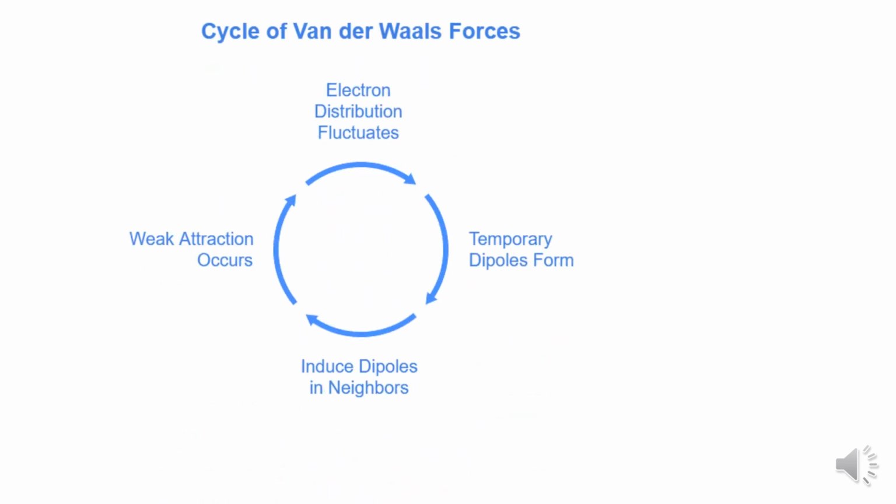Let me begin my session with a brief overview on the cycle of van der Waals forces. The first step, you will find there is fluctuation in the distribution of electrons. This is followed by formation of temporary dipoles, and later inducing dipoles in the neighboring atoms or molecules. And this results in weak attractive forces between the dipoles present in the atoms or molecules.